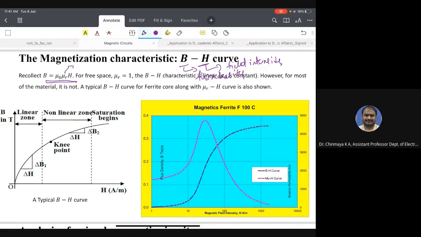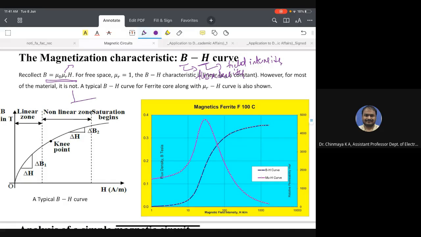So B and H are linear if mu is constant. The magnetic curve will be linear when mu is a constant. But that is not the case in most magnetic materials. For example, the ferrite core, which we consider in the transformer, mu is not constant there.